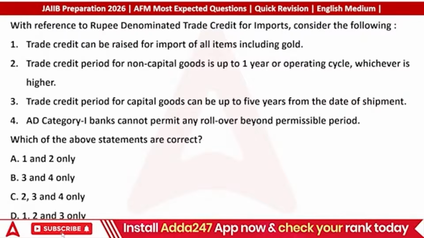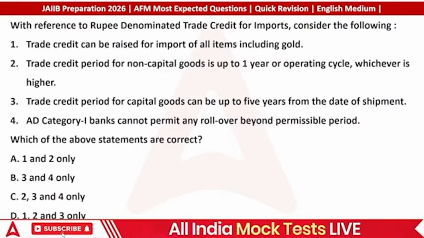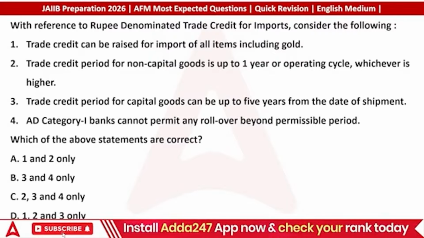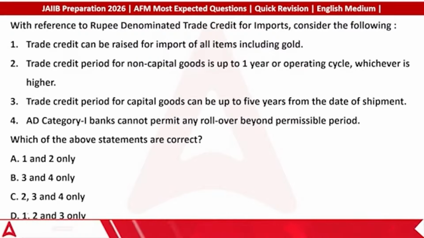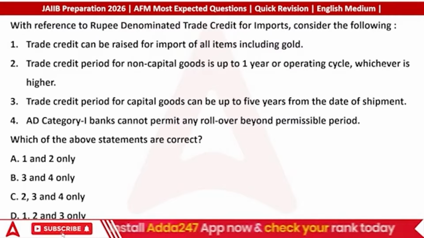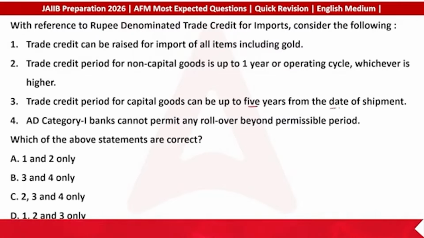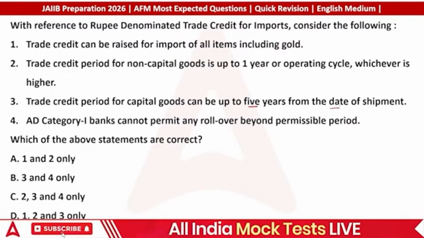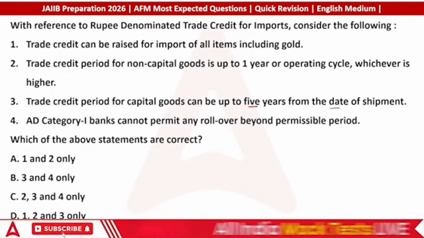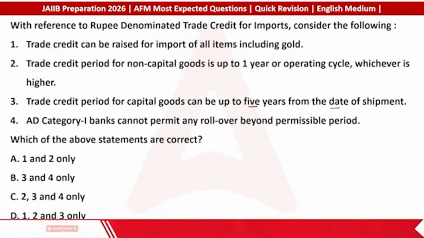Then, with reference to rupee denominated trade credit for imports, consider the following statements. Trade credit can be raised for import of all items including gold. Trade credit for non-capital goods is up to 1 year or operating cycle, whichever is higher. Trade credit for capital goods can be up to 5 years from the date of shipment. Authorized dealer category 1 bank cannot permit any rollover beyond permissible limit. Which of the above statements are correct?